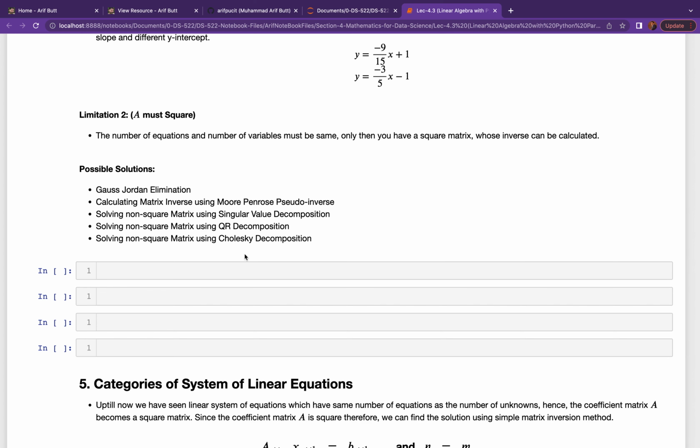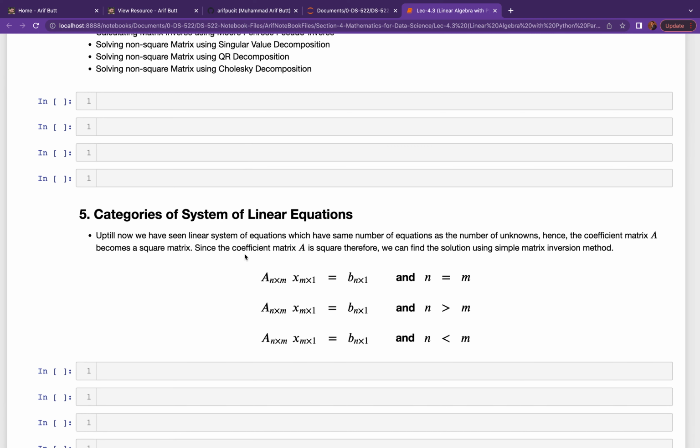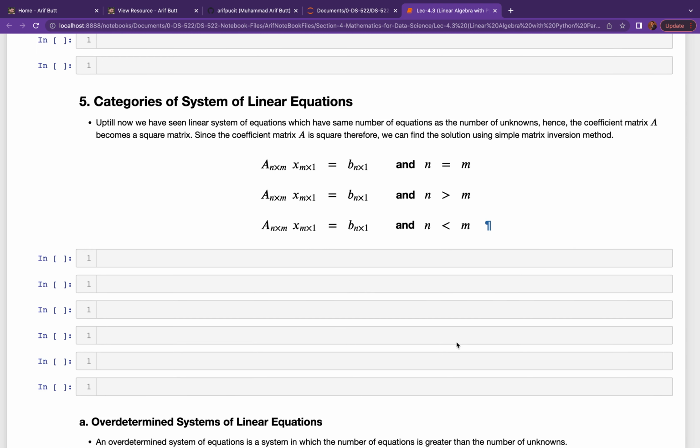Okay, so my dear students, keeping in mind the number of equations and the number of unknowns in a system of linear equations, there are 3 possibilities. And the first possibility is that the number of equations is equal to the number of unknowns. And this is what we have been seeing up till now. The other 2 options are that the number of equations is greater than the number of unknowns, and the third is that the number of equations is less than the number of unknowns.